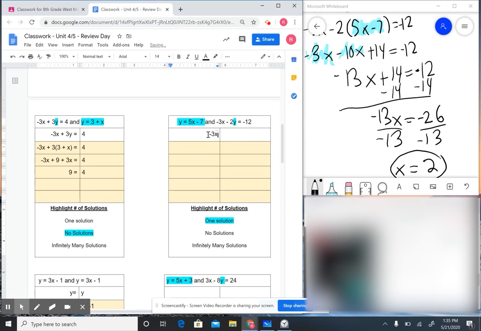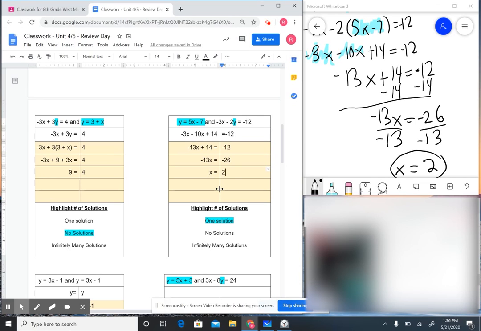So negative 3x minus 10x plus 14, I'm going to type it in, equals negative 12. And then negative 13x plus 14 equals negative 12. Negative 13x is equal to negative 26. Divide by negative 13 on both sides, x equals 2, right? So that's a one solution problem, because you're able to solve for x, you get one solution, okay?